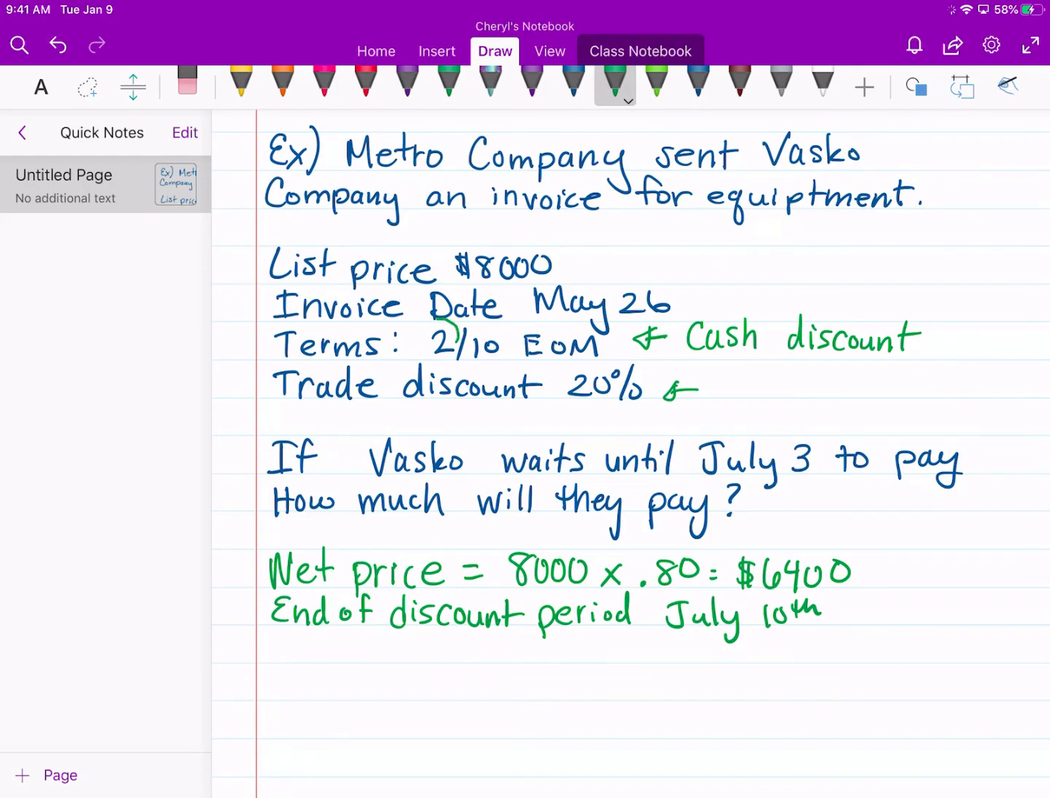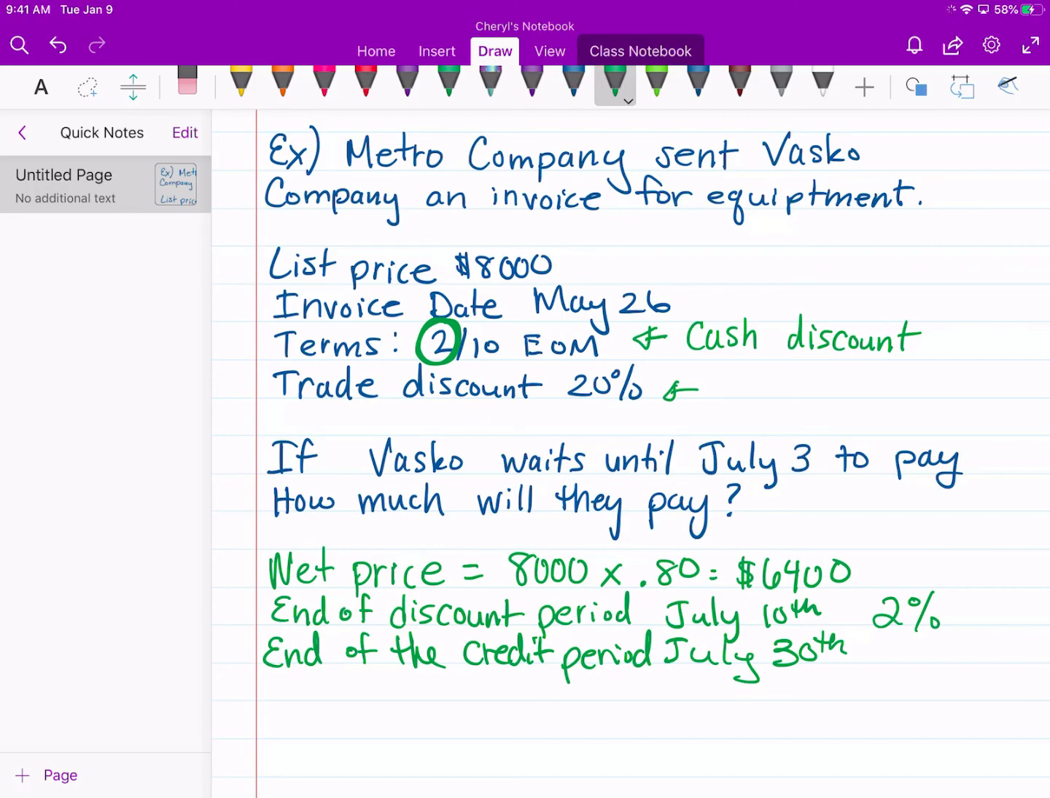In the problem, the terms say, if you see what I'm circling in green, it's an extra 2% discount. The end of the credit period would be the last day that they need to pay in full if they missed the July 10th deadline. According to the end of month rules, we go to the month of the discount period and go to the 30th day of that month. So this would be July 30th.